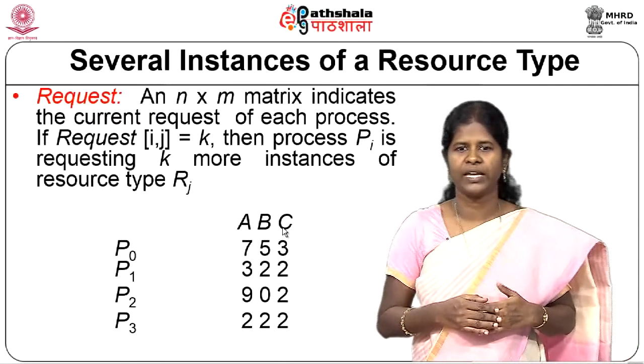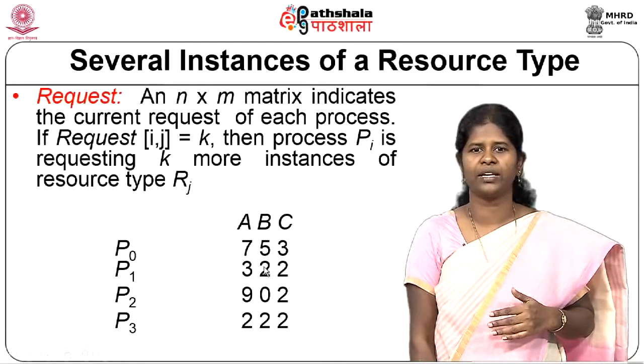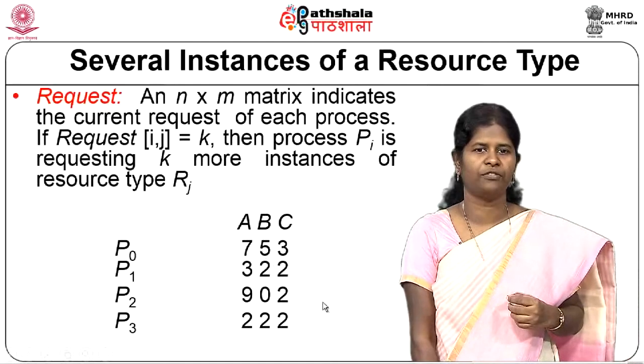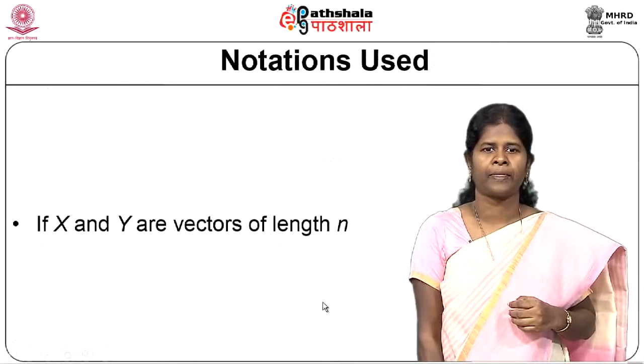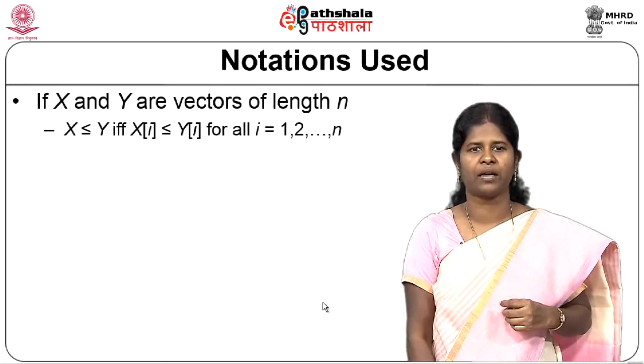So, if you look at this, you see that you have A, B, C different resource types and P0 is currently requesting 7 instances of A, 5 instances of B and 3 instances of C. And again you have notations here very similar to how you use them in the Banker's algorithm.